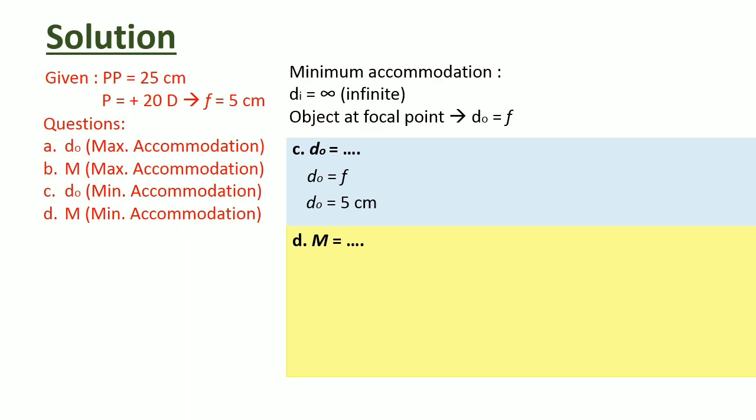And the magnification is counted as PP over f for the minimum accommodation. So M equal to 25 over 5, or M equal to 5 times. So it means the image will be 5 times bigger if we observe it with minimum accommodation.